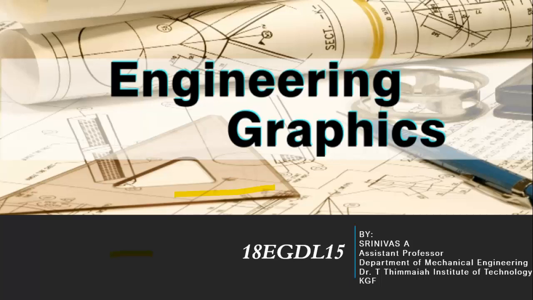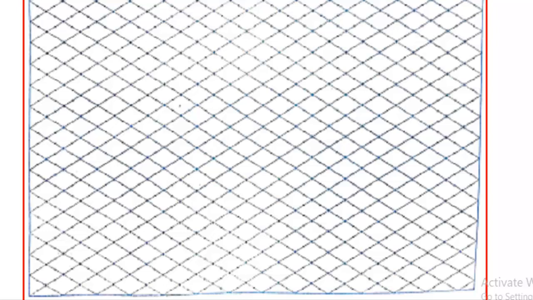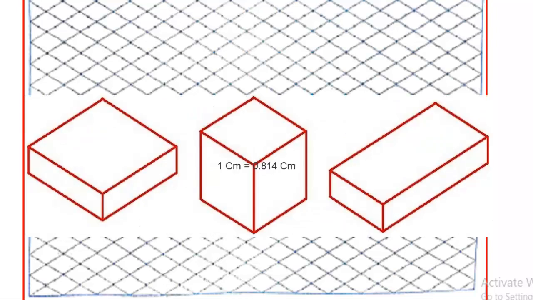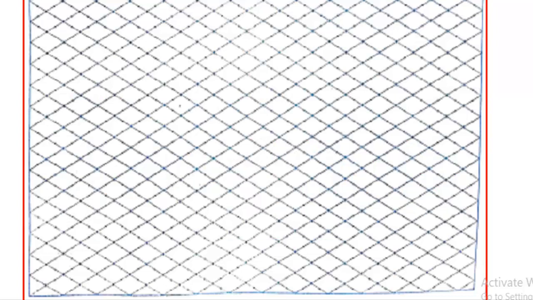In this session we will discuss how to draw the isometric view of different shapes, like a square slab or rectangular slab or cube or prisms. These are the basic shapes. So by using isometric view, how to construct them in the isometric graph.